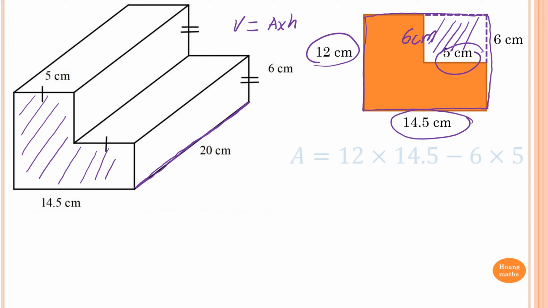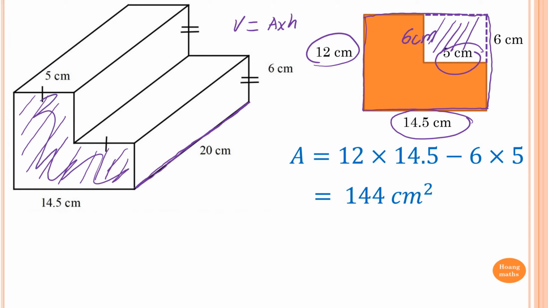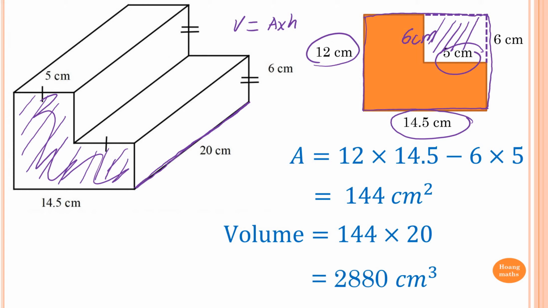So we find the difference, which is 12 times 14.5 minus 6 times 5, which gives me the area of the front panel here, which is 144 square centimeters. So to find the volume, we know that volume is area times perpendicular height, which is 144 times 20. So the answer is 2,880 cubic centimeters.